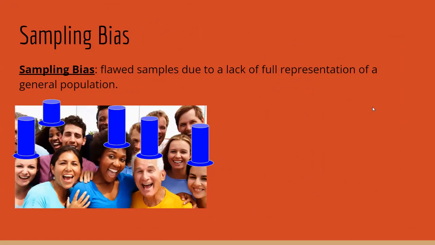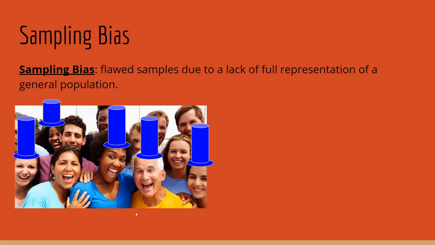All right, a sampling bias. This is when there's flawed examples due to a lack of representation of a general population. So let's say they're trying to investigate these people here, and they're like, well, I see that some have blue hats on. I'll just get all 5 of those blue hat people, and I will just use them. Well, that's a sampling bias, because what if there's something different about those people that have the blue hats on, and that makes it inaccurate.